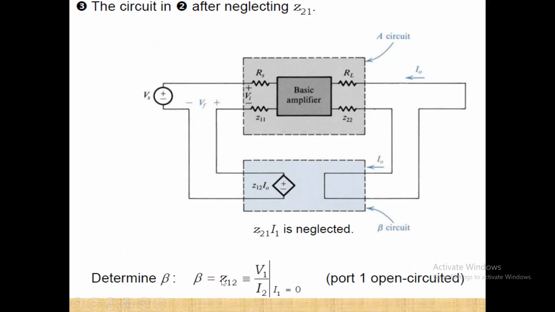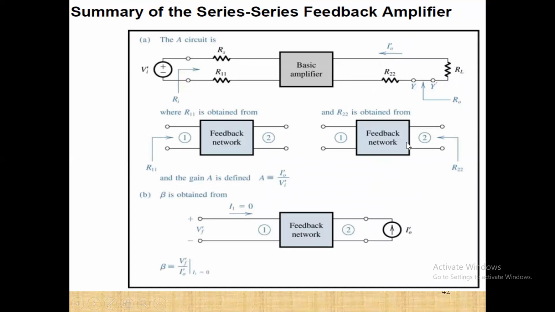So then beta will be approximately equal to Z12. Z12 here is nothing but V1 by I2. This V1 is this voltage which is the VF itself, and the I2 is the current which is flowing here, which is I0, when I1 is equal to 0, when the current flowing through this is equal to 0. This is the voltage source, current flowing through this, if we consider this equal to 0, then we'll get the value of beta. That is the port 1 open circuit. So all these are just giving us the equivalent circuits, that is the A equivalent circuit.